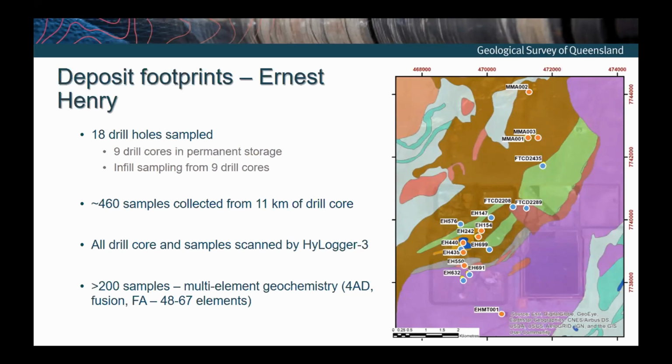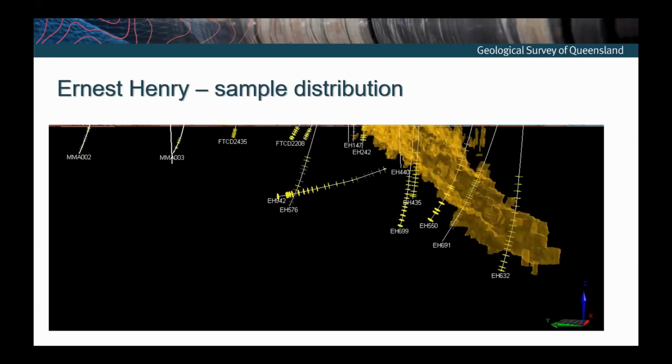All the samples were scanned by HyLogger, so we have a good control of the mineralogy, and about half of them were done by multi-element geochemistry. Putting it in a 3D context, to indicate the scale of the spatial coverage, it's more than 4.5 kilometers north to south. And with a fair bit of density of samples within boreholes, we are reasonably sure that we have enough coverage to speak relatively confidently about overall patterns of footprints within the camp.